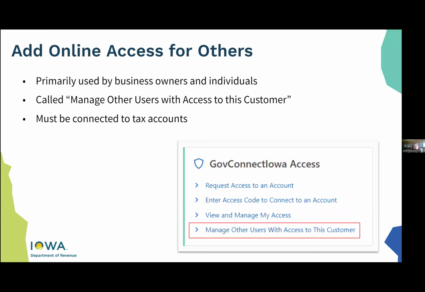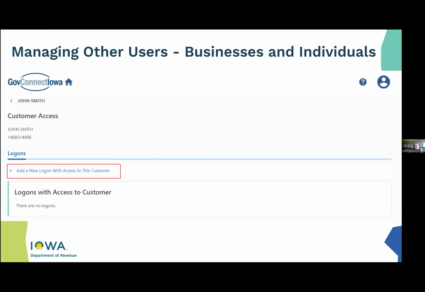So another option that you have after you've requested access, you've gained access to those accounts, you have the ability to add online access for others. So this is primarily used by business owners and individuals. But once you're connected to the account, you can use this link that's in a panel called GovConnect Iowa Access. It's called Manage Other Users with Access to this Customer. When you click that link, it's going to take you to a new screen. And once you click that, you're going to see a table that says logons with access, or you're going to see a link that says add a new logon. So let's go ahead and say that we click that link.